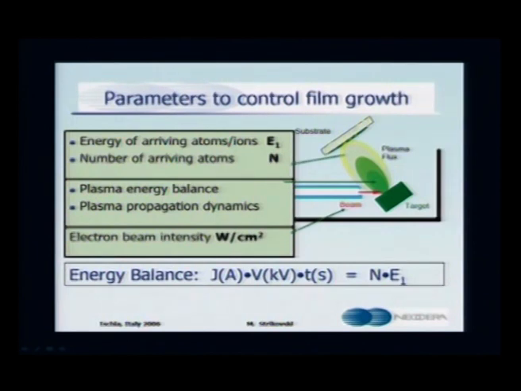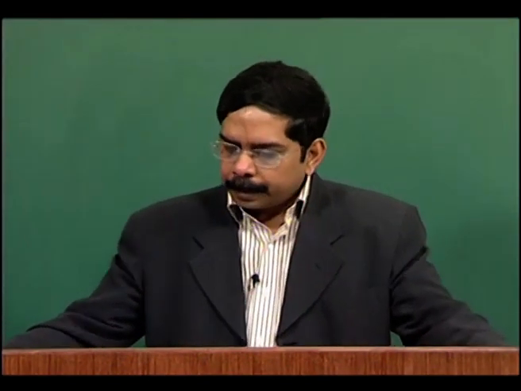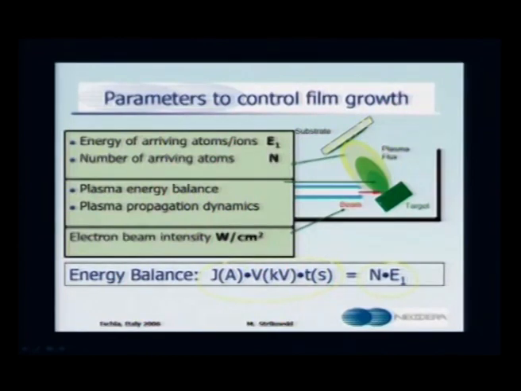and the number of arriving atoms, which together are n times E1, depend on the plasma energy balance and the electron beam intensity, which is given as J in ampere, V in kilovolt, and time in seconds. So these three parameters govern the energy with which the atoms arrive at the substrate and the number of arriving atoms. So this is all it takes to control.